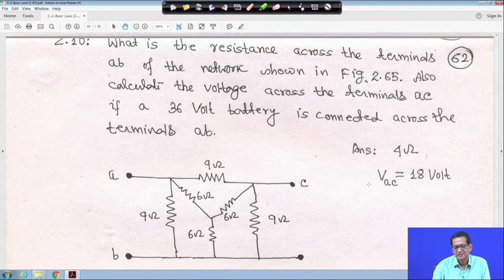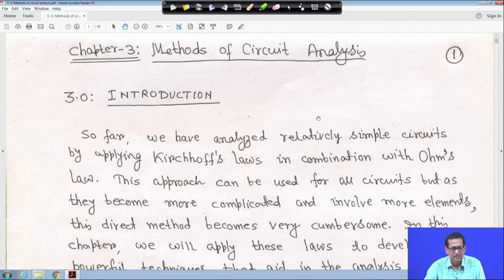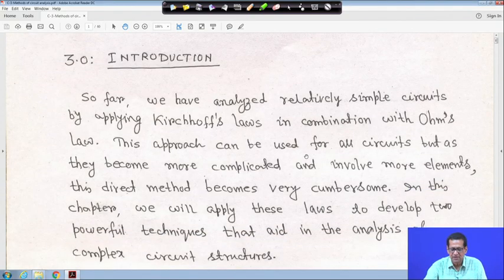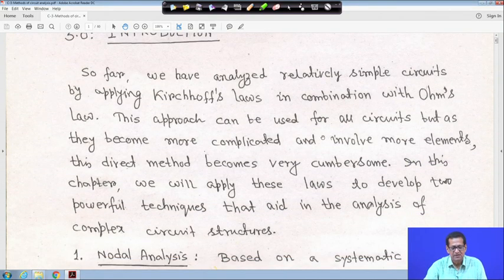With this, this chapter is closed. Next we will go for methods of circuit analysis. So far we have analyzed relatively simple circuits by applying Kirchhoff's laws, KCL and KVL, in combination with Ohm's law. This approach can be used for all circuits, but as they become more complicated and involve more elements, this direct method becomes a little bit cumbersome.